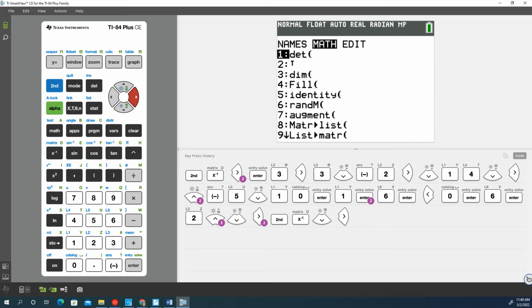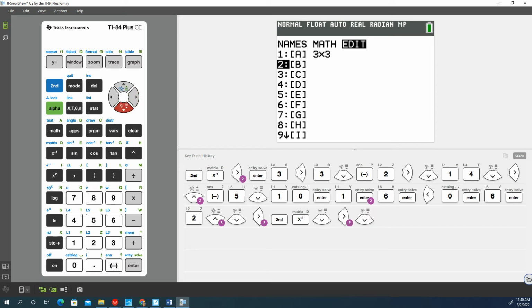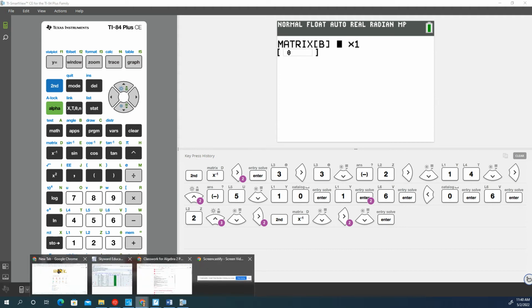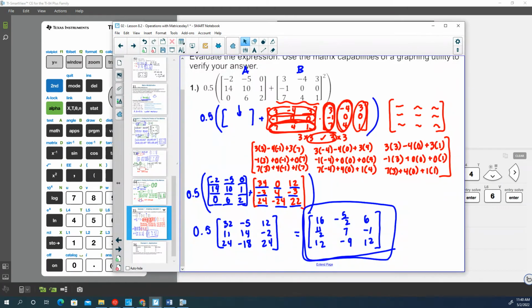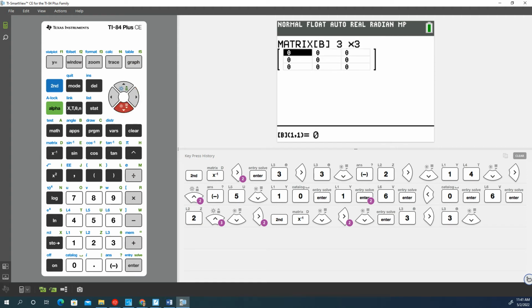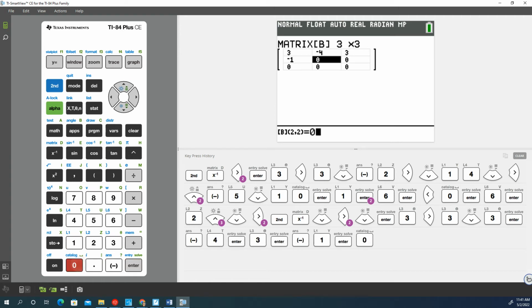Go over to edit first. Edit. Toggle down to B. And let's enter this one. It's still 3 by 3, right? Yeah, that one's a 3 by 3 as well. Enter this one. So Connor, you'll just flip flop those letters. Oh, that enter is slick. See? Look at that. That's way faster.